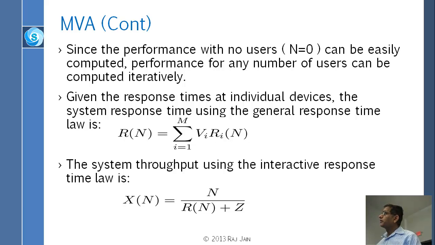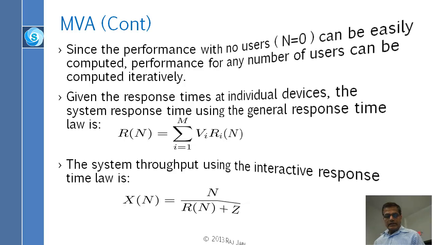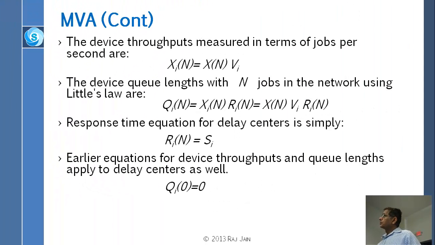Now, the thing is, this formula only gives you R_i. You can get the system response time by adding all the R_i. So if you have R1, R2, R3 at the devices 1, 2, and 3, and the visits, V1, V2, V3, you can just multiply V's and R's, and you get the total response time. If you know the total response time, you can calculate the total throughput. And once you know the total throughput, you can calculate the device throughput. Once you know the device throughput, then you can calculate the device queue length. So this is a cyclic thing. You start with the queue length, and you go back to the queue length. And so on and so forth, okay?